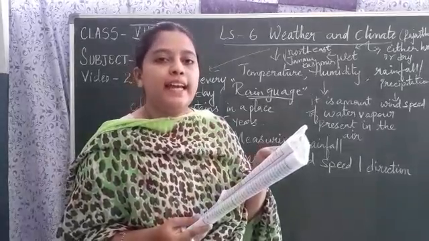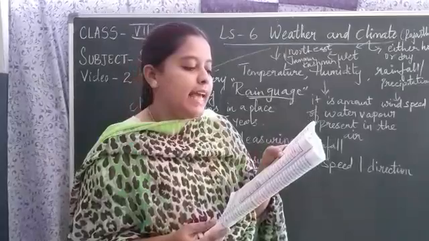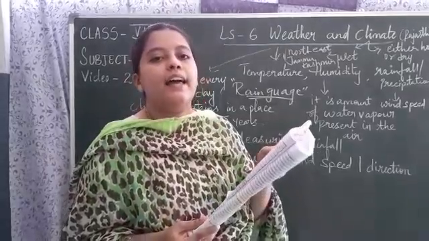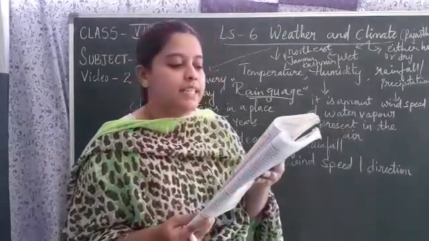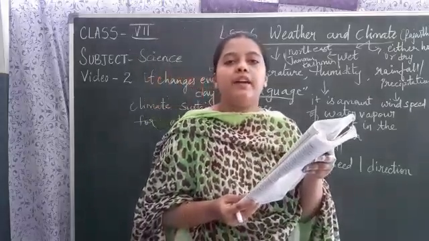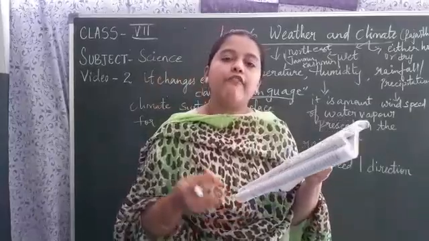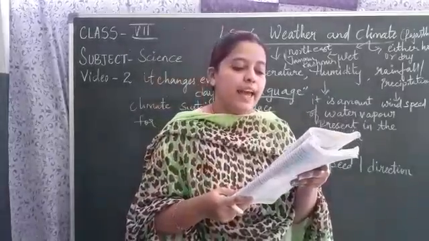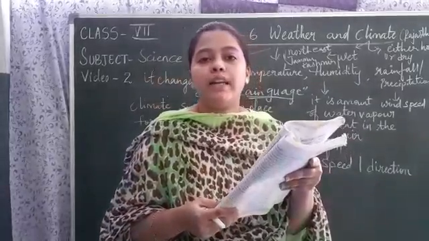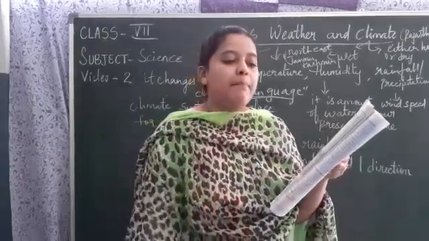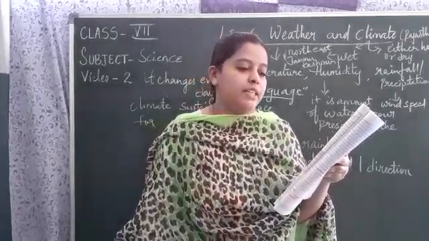July it is 30, and rainfall in millimeters is 8. August 30, rainfall is 16. September 29, rainfall is 9. October 29, rainfall 18. November 28, rainfall is 23. December 28, rainfall 14.